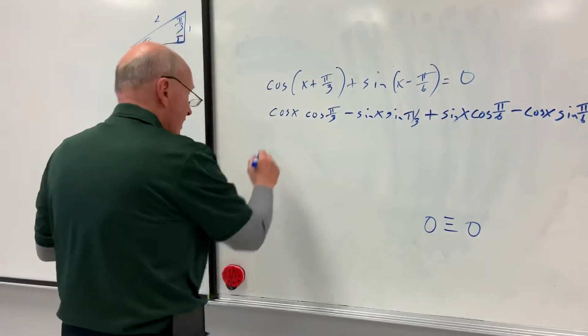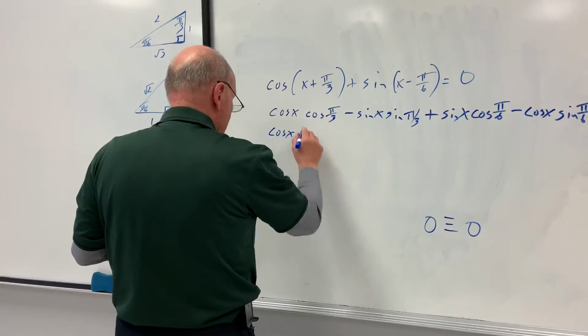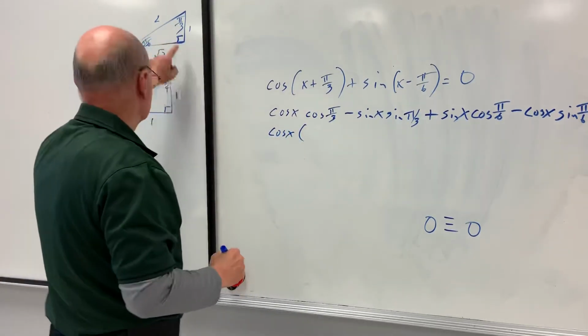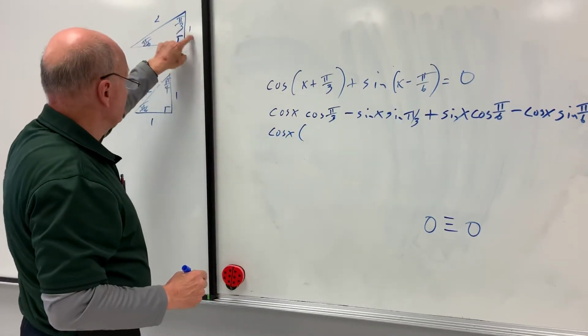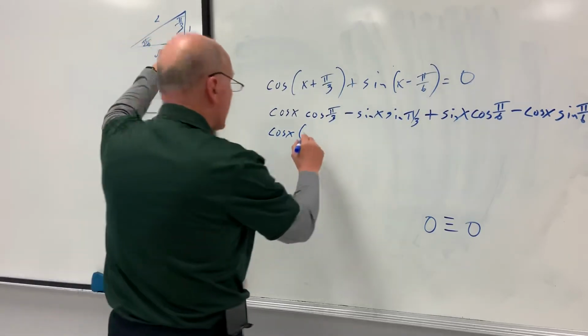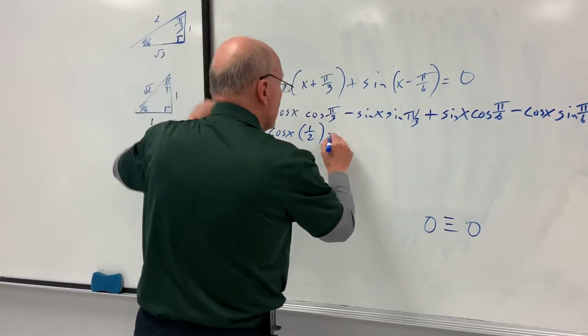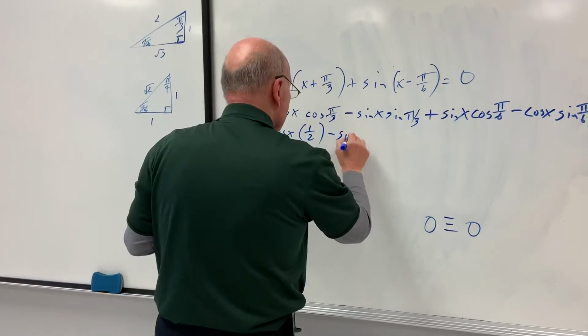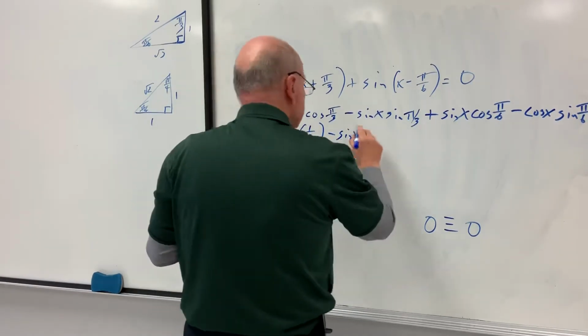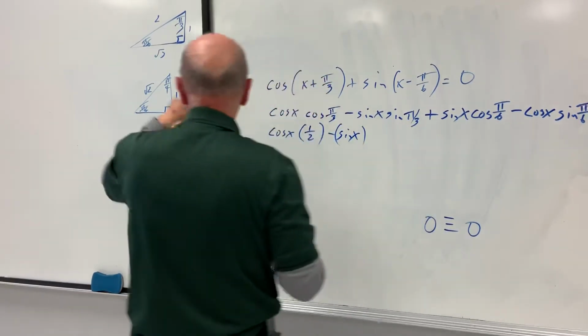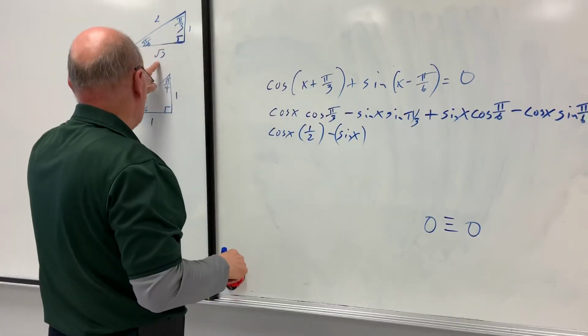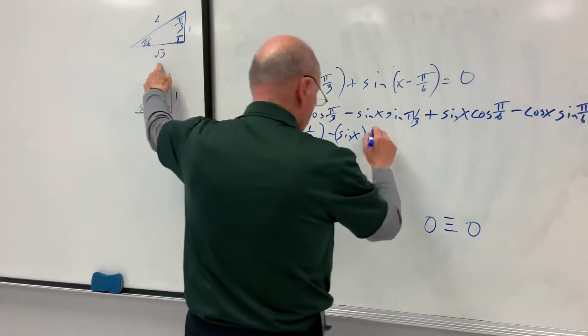Here we go. I've got cosine of x times cosine of pi thirds. Cosine of pi thirds. Cosine is adjacent over hypotenuse. That gives me 1/2. Minus sine x times sine of pi thirds. Sine of pi thirds, that's opposite over hypotenuse. That gives me the square root of 3 over 2.